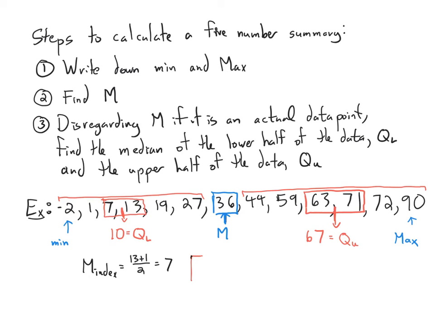Let me do it in black. 5-number summary. And I'll just list it in order. Here's the min is -2. Then it is the lower quartile, which is 10. The median is 36, the upper quartile is 67, and the maximum is 90. So maybe let's do another example of finding a 5-number summary and see how it goes.